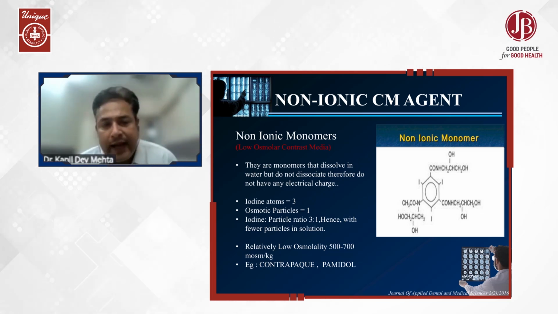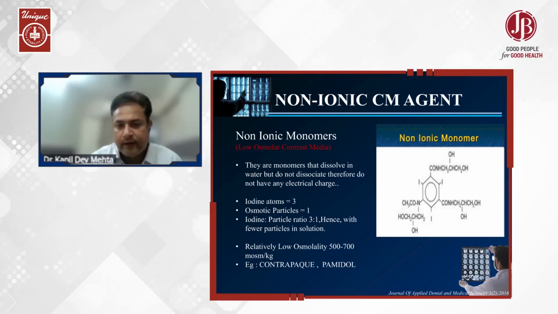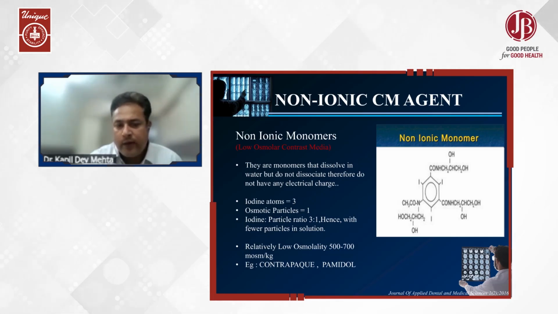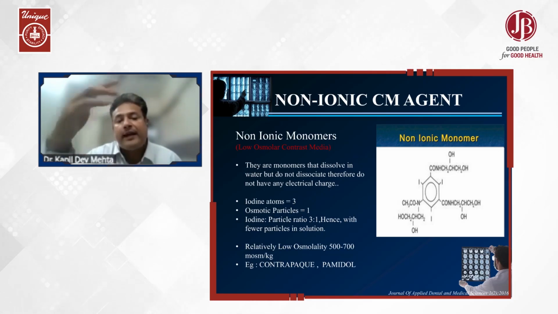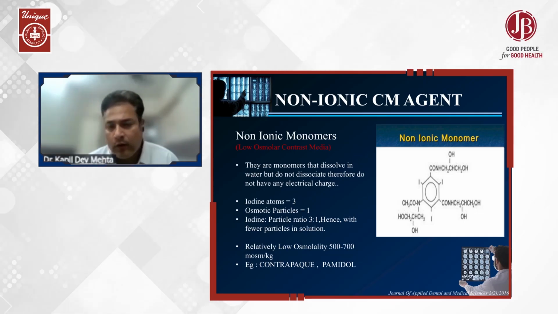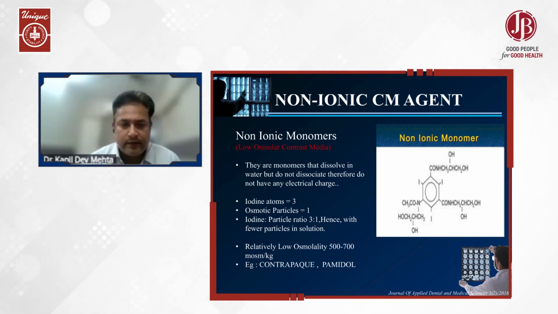Again, these are also of two types: non-ionic monomers and non-ionic dimers. In non-ionic monomers, if you see the figure, this is the benzene ring. These are the three iodine molecules. Here the iodine to particle ratio is 3:1, and that is why they have low osmolarity as compared to the ionic ones. Examples: Contrapaque, Pamidol, very commonly used contrast agents.